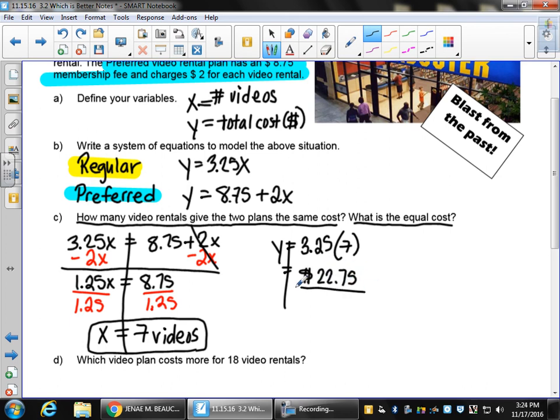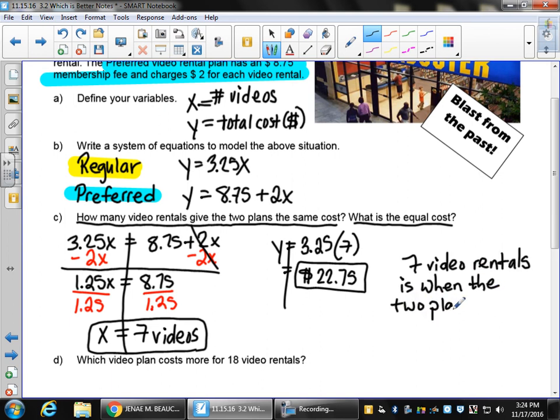$22.75. It didn't ask for a complete sentence, so I'd be fine with this. If it did ask you for a complete sentence answer, 7 video rentals is when the two plans cost the same amount or cost the same.